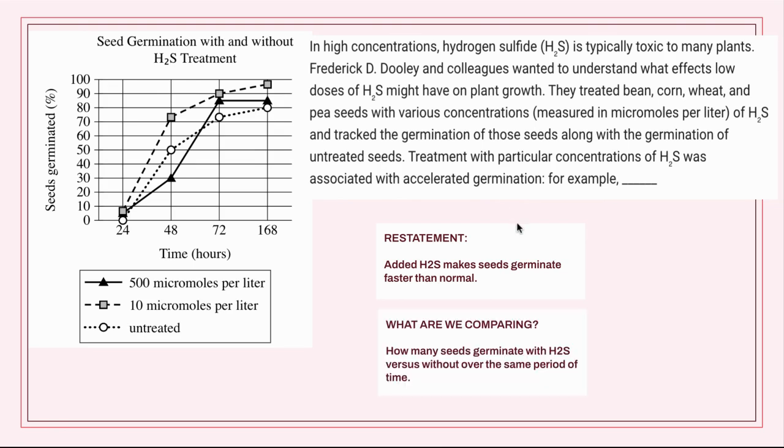So that means we're probably comparing how many seeds germinate with the H2S versus without over the same period of time, because it's only fair if we compare them over the same amount of hours, right? So we want to see if the H2S after the same amount of time makes more seeds germinate than if we didn't put any H2S at all. And just glancing at the graph, I can see that the ones with the H2S definitely do have a lot of growth, but let's see.